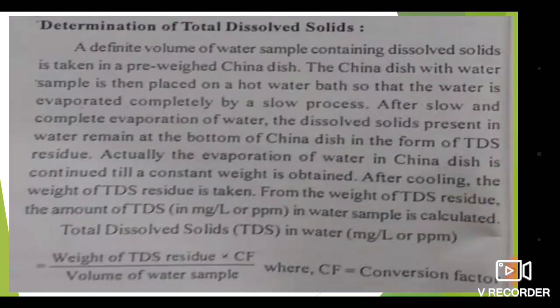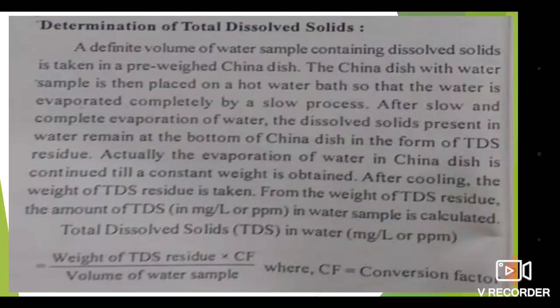Then, determination of total dissolved solids. A definite volume of water sample containing dissolved solids is taken in a pre-weighed china dish. The china dish with the water sample is then placed on a hot water bath so that the water is evaporated completely by a slow process. After slow and complete evaporation of water, the dissolved solids present in the water remain at the bottom of the china dish in the form of TDS residue.